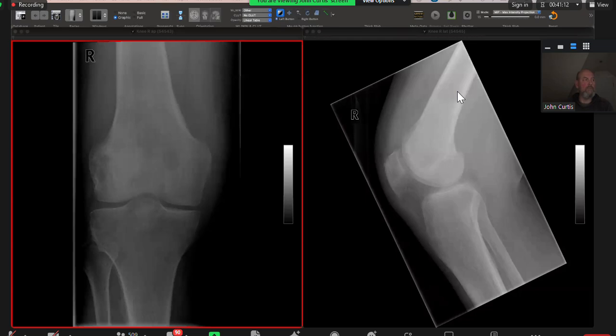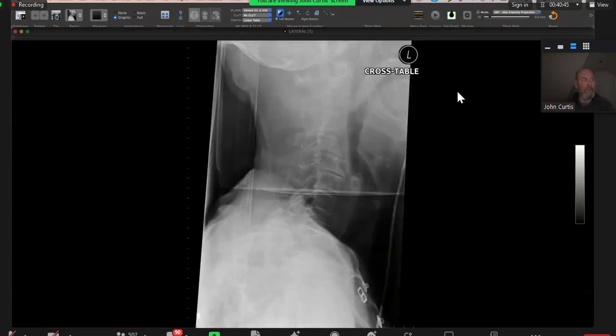Okay, so my impression for this is an aggressive bony lesion. My differential diagnosis: it could be a primary bone lesion, such as osteosarcoma. That's what it was. My next step is to do an MRI.